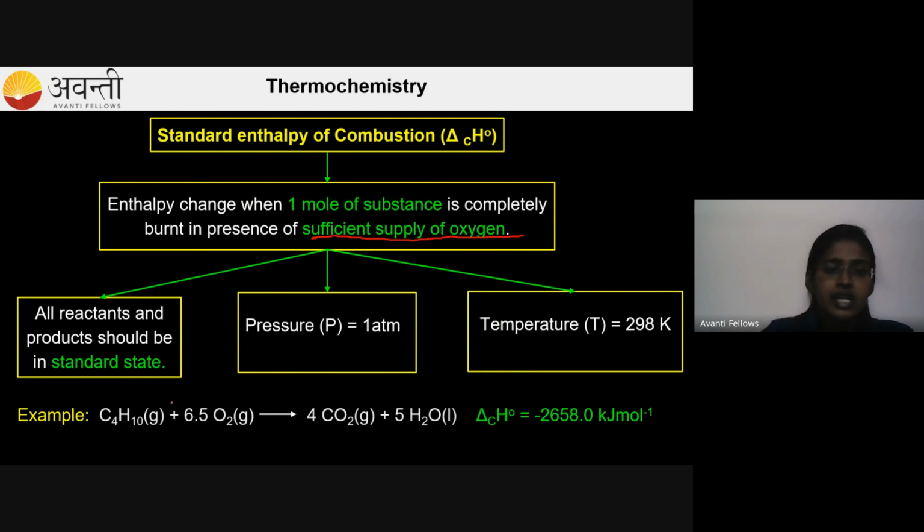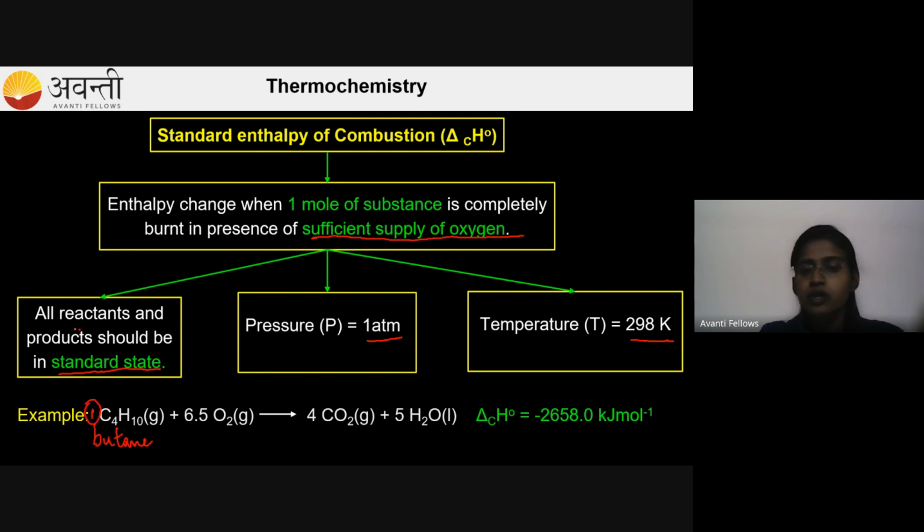The conditions are that reactants and products should be in the standard state. Pressure should be 1 atmospheric pressure and temperature should be 290 Kelvin because they are the standard forms of pressure and temperature. Now let's see an example. C4H10 is nothing but butane. Butane is reacting with 6.5 moles of oxygen to give 4 moles of carbon dioxide and 5 moles of water. Here we have only 1 mole of the substance, only 1 butane. So 1 mole of the substance is burnt with a sufficient supply of oxygen.